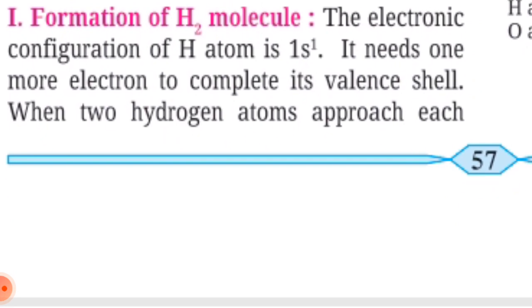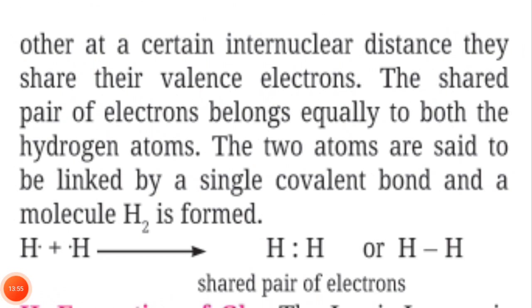Formation of hydrogen molecule. The electronic configuration of hydrogen atom is 1s1. It needs one more electron to complete its valence shell. When two hydrogen atoms approach each other at a certain internuclear distance, they share their valence electron. The shared pair of electrons belong equally to both the hydrogen atoms. The two atoms are said to be linked by a single covalent bond and a molecule of hydrogen is formed.